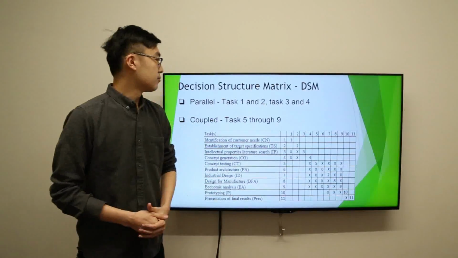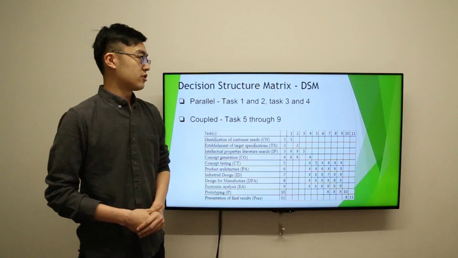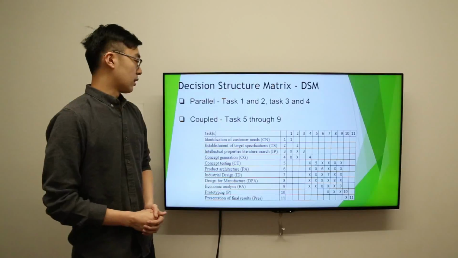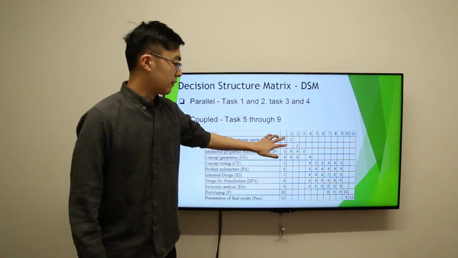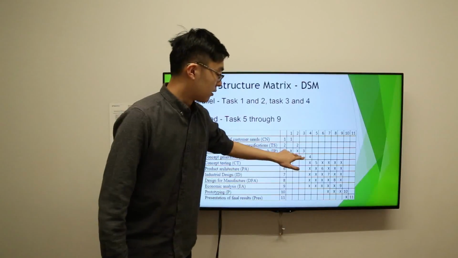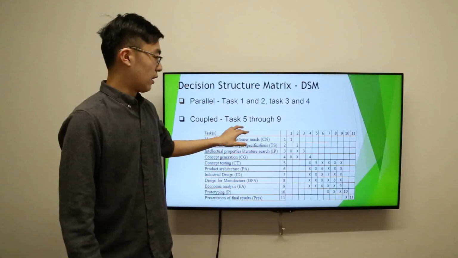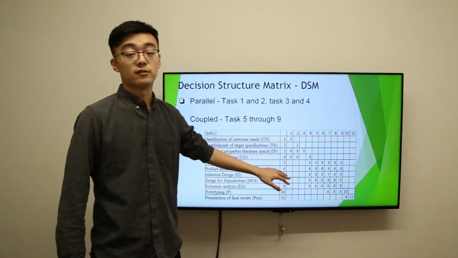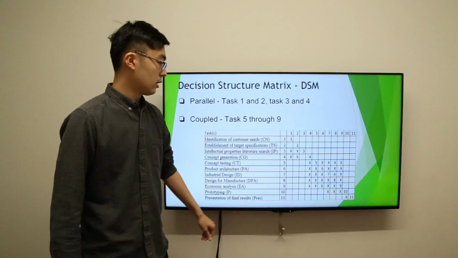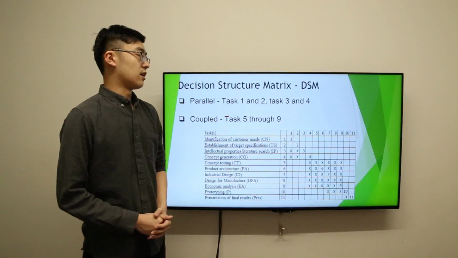And also the team made the design structure matrix, which is known as the DSM. As you can see, tasks 1 and 2 are in parallel, and tasks 3 and 4 are in parallel. Tasks 5 through 9, which are known as the design process, are coupled. My teammate Yiran Yu is going to talk about the intellectual property.